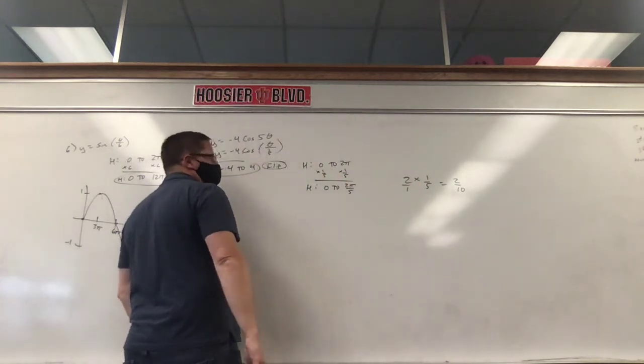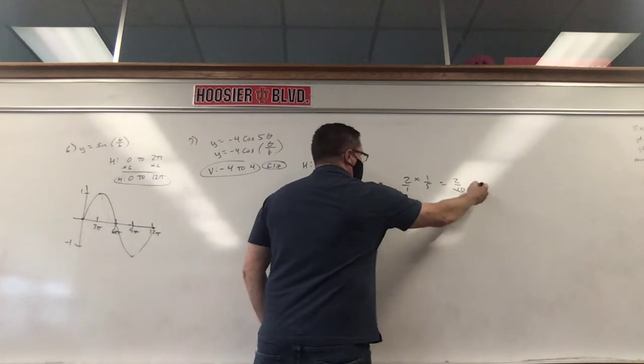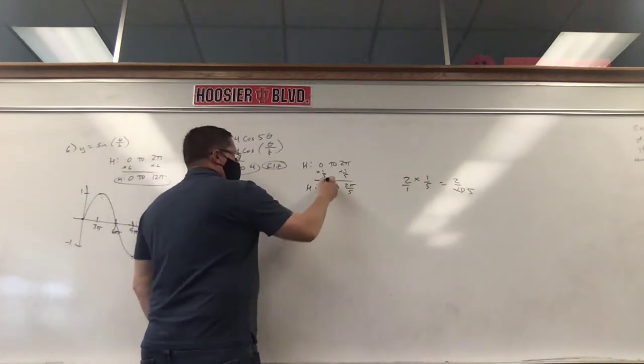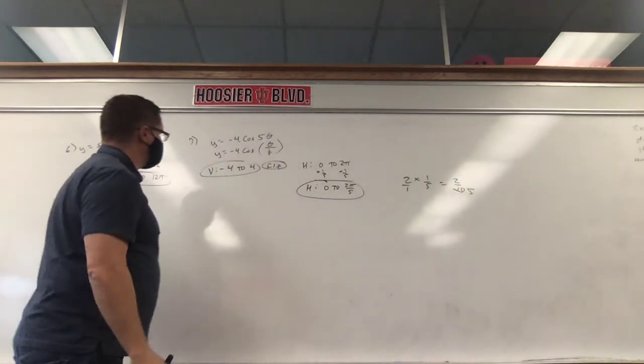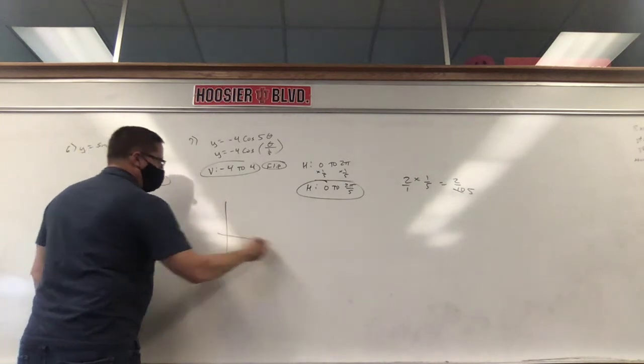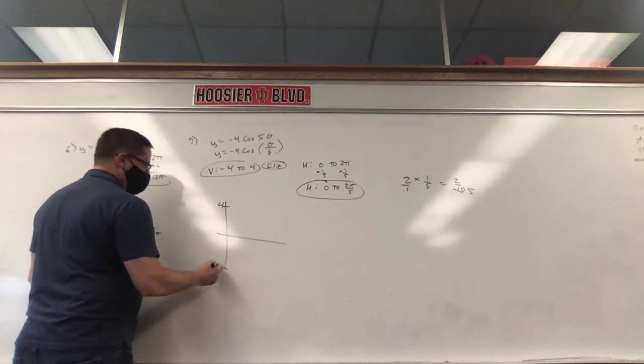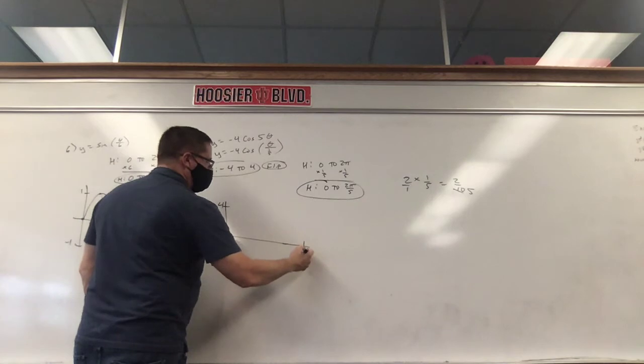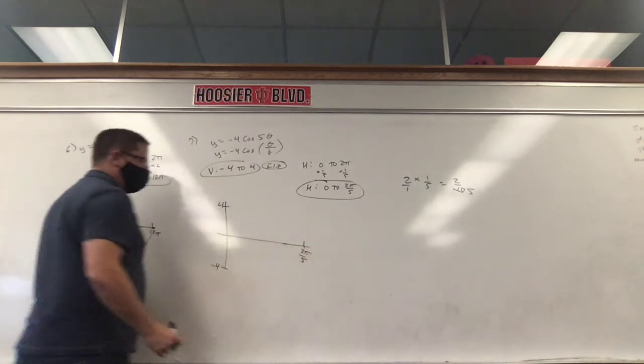Times just the top by 2. 2 times 1 is 2. 1 times 5 is 5. Okay, so 0 to 2 pi over 5. All right. So we've got 4. We got -4. And we're going to go to 2 pi over 5.